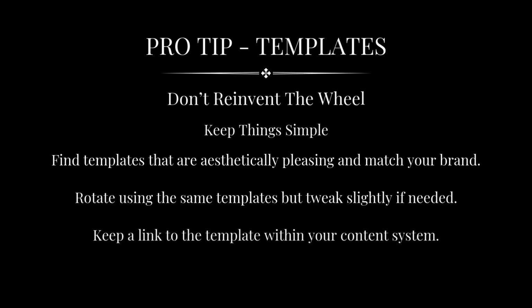Another quick little pro tip here when it comes to creating reels or even graphics, don't reinvent the wheel. We all love Canva, so find a great Canva template and keep things really simple. Find templates that are aesthetically pleasing and match your brand, and then just rotate using the same templates, but tweak them slightly if needed. So maybe you have 2 to 3 templates you use for testimonials. Maybe you have 3 to 5 you use for tips and tricks and education. You've got 3 to 5 that you use for behind the scenes. Just keep rotating those. And again, when you change the images, maybe change the text a little bit, they're going to look different. Don't overcomplicate this.